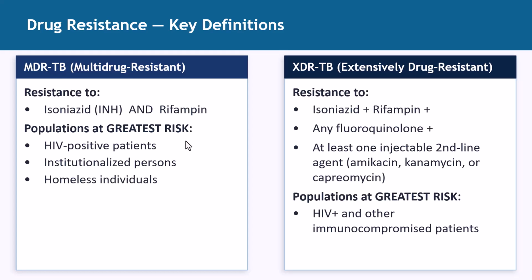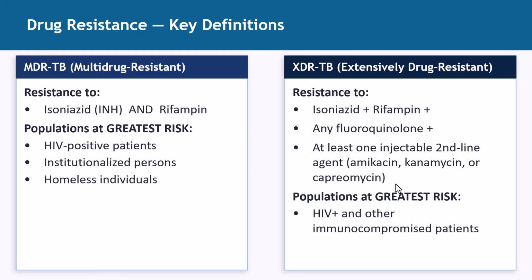The populations at great risk for MDR-TB are patients who are HIV positive, patients who are institutionalized, and homeless individuals. Populations where consistent access to and completion of treatment is more challenging. The second and more alarming level is extensively drug resistant TB or XDR-TB. This is defined as resistant to isoniazid and rifampicin, just like MDR-TB, plus resistant to any fluoroquinolone and resistant to at least one of three injectable second-line agents, that is amikacin, kanamycin, or capreomycin. XDR-TB is extremely difficult to treat.